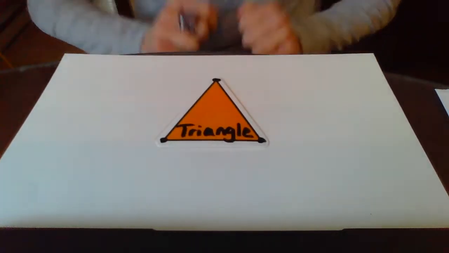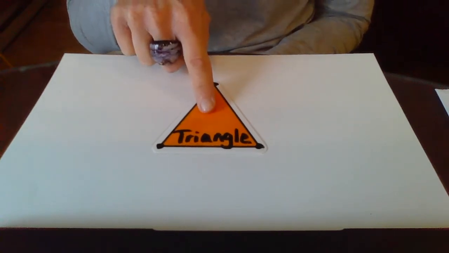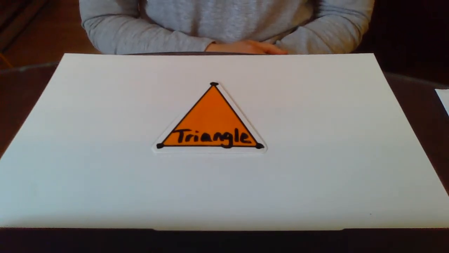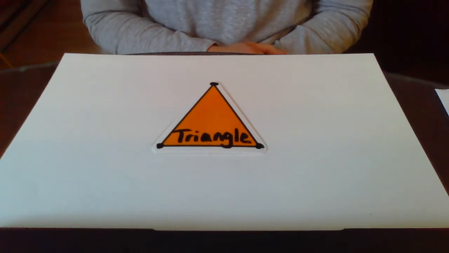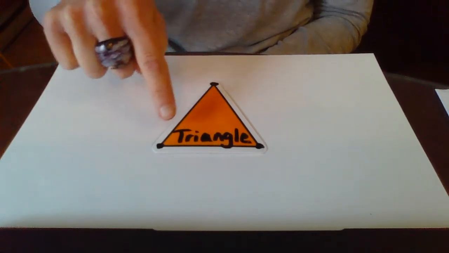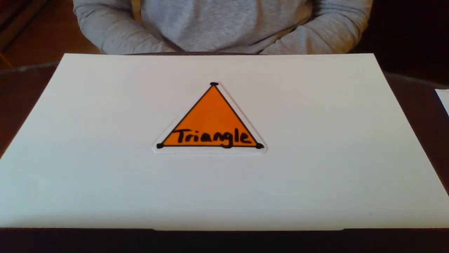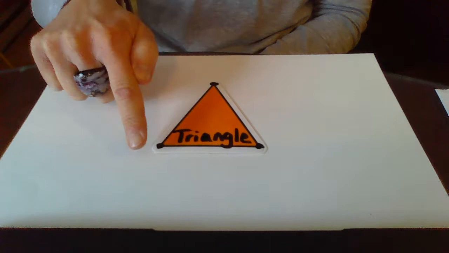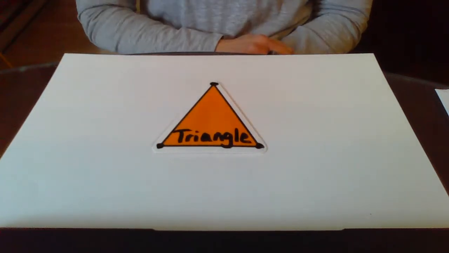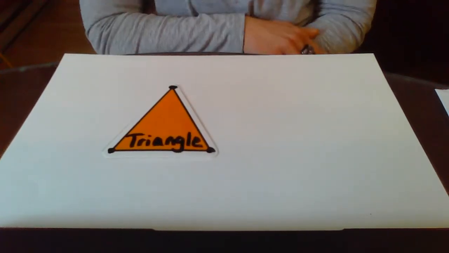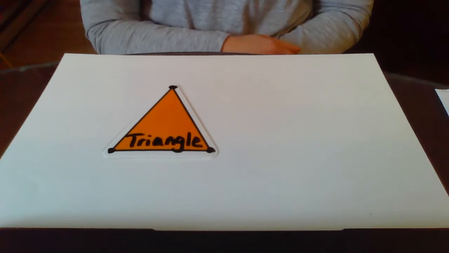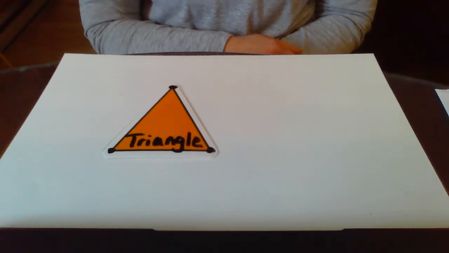Let's do this one now. This is a triangle. Now, I don't see any curves on this triangle. I see straight sides. When I see straight sides, you know I'm going to see points. So let's count those sides. 1, 2, 3. Let's count those points. 1, 2, 3. So therefore, a triangle has 3 sides, or we could also say 3 points, 3 corners, or that big word, vertices.